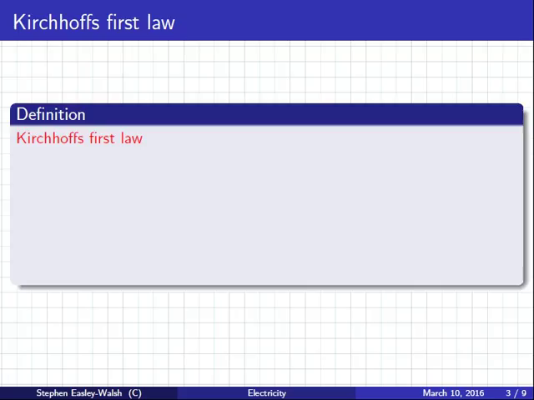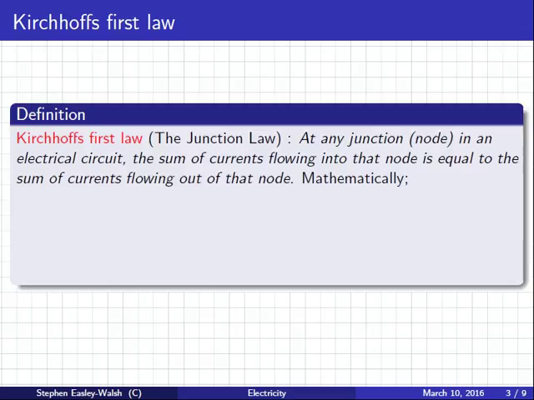Yeah. Kirchhoff's first law. So Kirchhoff has 2 laws. First one, the junction law. It says that at any junction in an electric circuit, the sum of the currents flowing into that junction is equal to the sum of the currents flowing out of the junction. As a formula, it means this, but as a diagram, let me explain what that means.